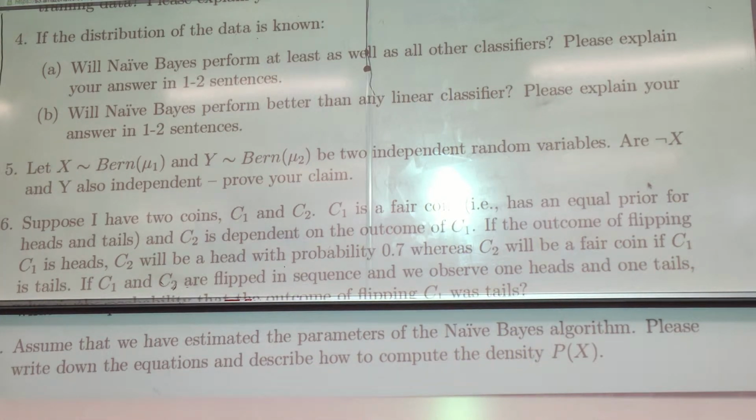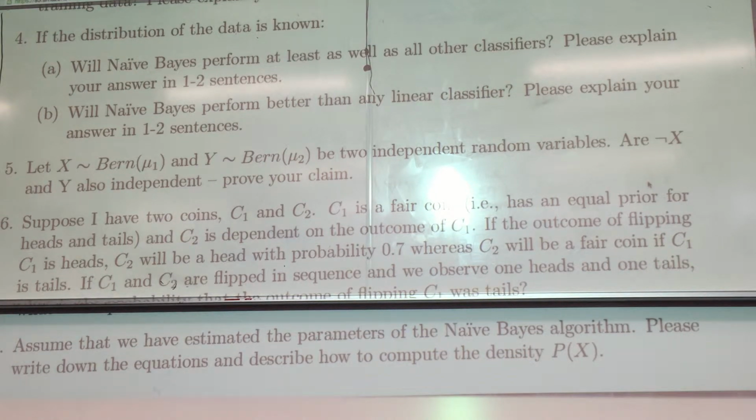The second one makes a little more sense. If the distribution is known, it depends on whether your data is conditionally independent, and it probably will do worse if that is violated. Anyway, you get the idea. It's not a great question.